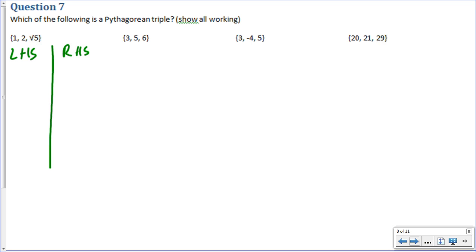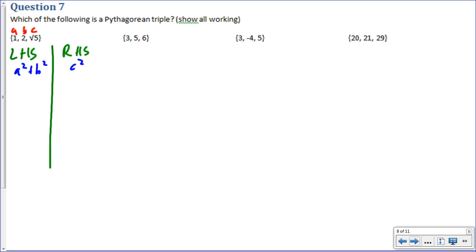But the way Pythagorean triplets are written is A, B, C. So they're always written in the form A, B, C. So A should be the first one, which is the smallest one. So on the left-hand side, A squared plus B squared. On the right-hand side, we're going to have C squared.